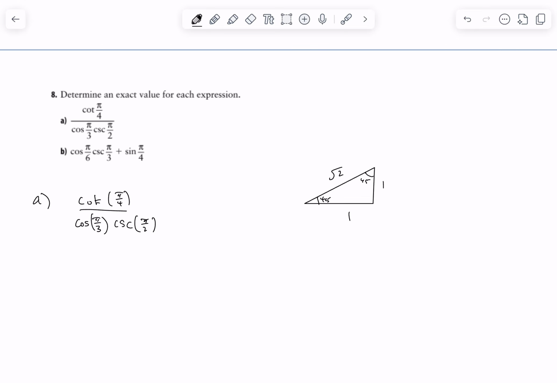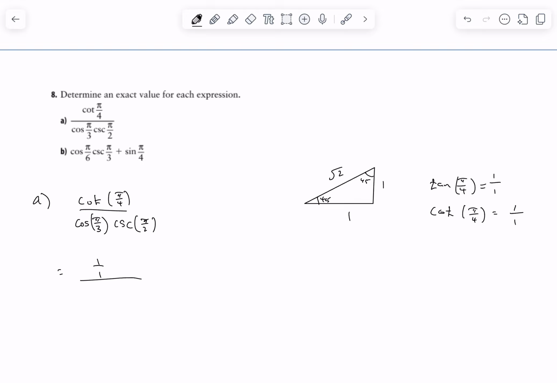Okay. And so essentially what we're going to do is we have in the numerator, we have cotangent. And so I know that the tan of pi by 4 is just going to be 1 over 1. Okay. And cotangent would be the inverse, which doesn't change for this one, right? So the cotangent of pi by 4 is going to still just be 1 over 1. So I have 1 over 1 there.